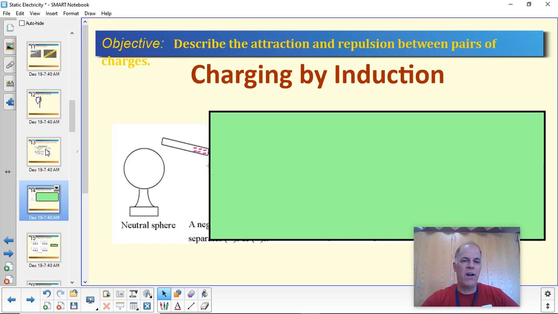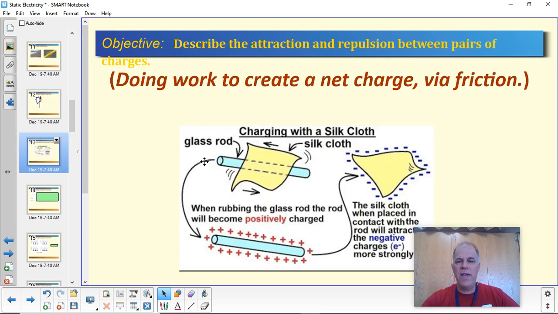Now, the way these things are made or produced is if you take rods of different substances and you rub them with cloths made of different materials, sometimes electrons will leave one and go to the other. So in this particular example here, we have a glass rod, and if you rub it with a silk cloth, the electrons are not as attracted to the glass as they are to the silk. So electrons will get scraped off of the glass, and the silk cloth will wind up with a negative charge. And likewise, the glass will wind up with a positive charge.